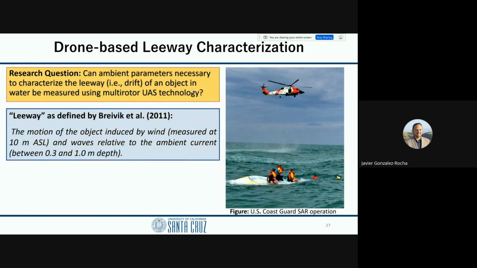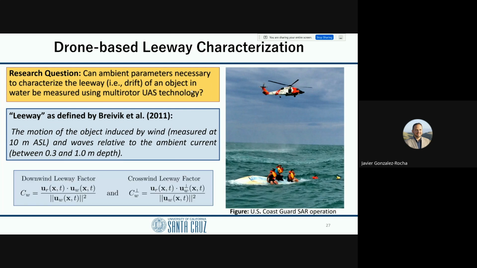So basically in this application, we're exploring whether measurements from the drone can be used to estimate leeway much quicker. A leeway measurement is just the motion of an object induced by wind, typically considered at 10 meters above sea level, in waves, relative to the ambient current. The ambient current in the ocean is anywhere between 0.3 and 1 meter per second. These are the leeway parameters essentially. There are two: the downwind leeway factor, and the crosswind leeway.